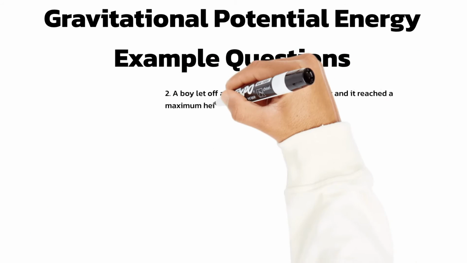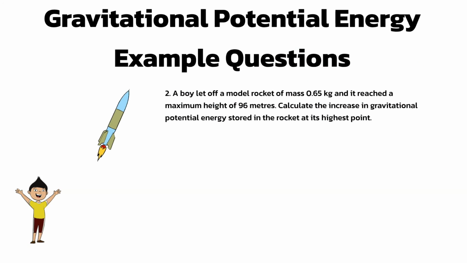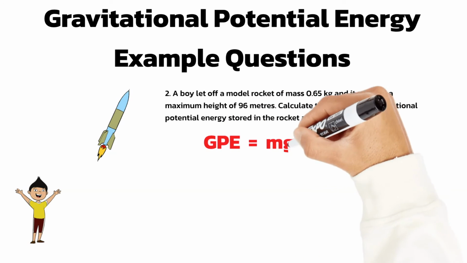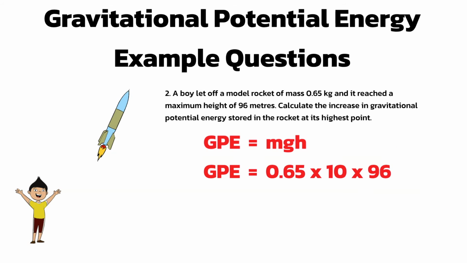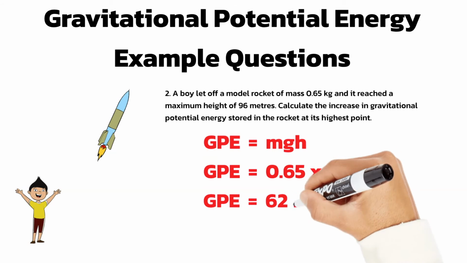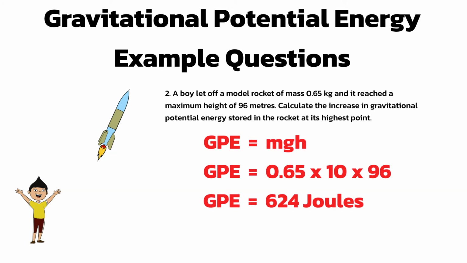Go through the same process as question 1. So GPE equals mgh equals 0.65 times 10 times 96, giving a change in gravitational potential energy of 624 joules.